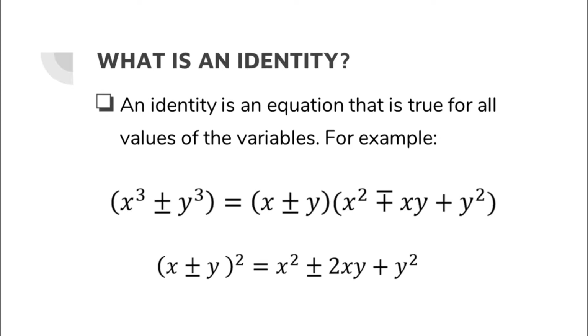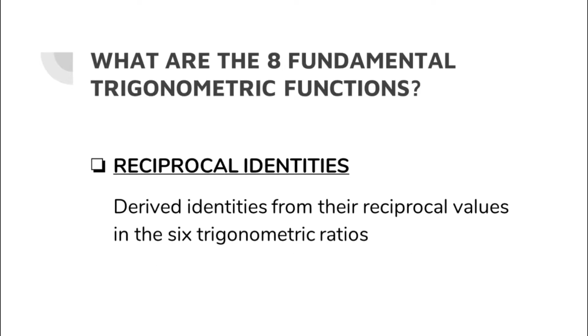Another example is the product or square of a binomial, which is the square of the quantity of x positive negative y is equal to x squared positive negative 2xy plus y squared. Next, what are the 8 fundamental trigonometric identities? The first is reciprocal identities.